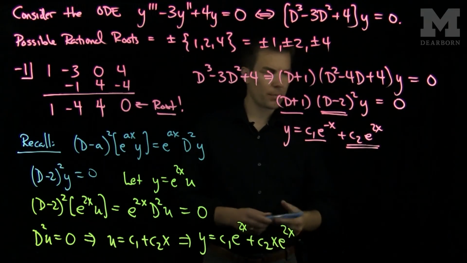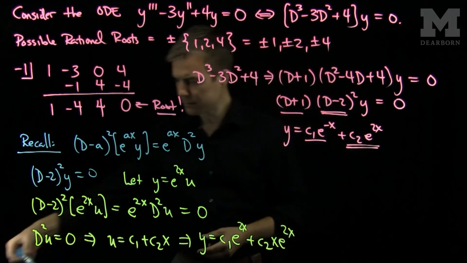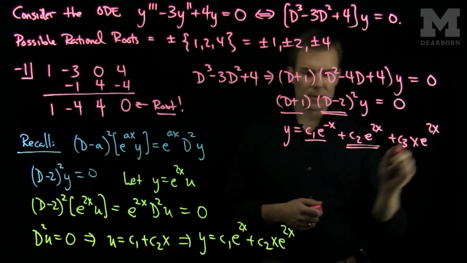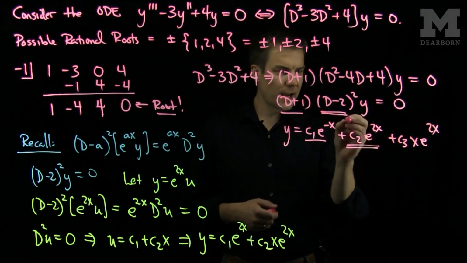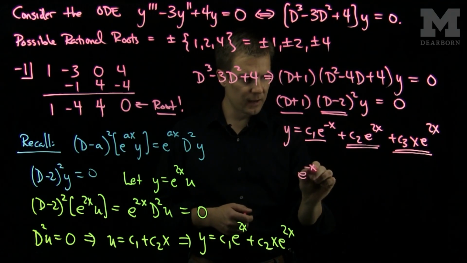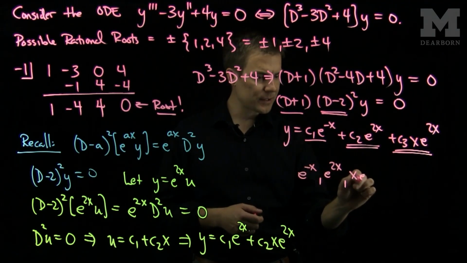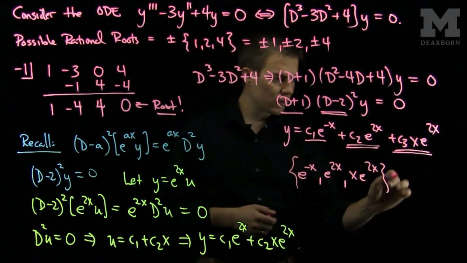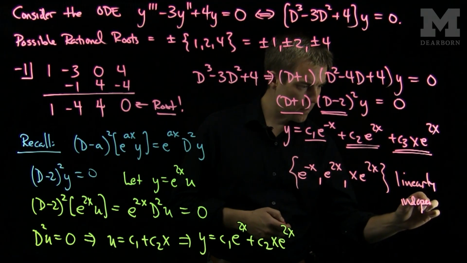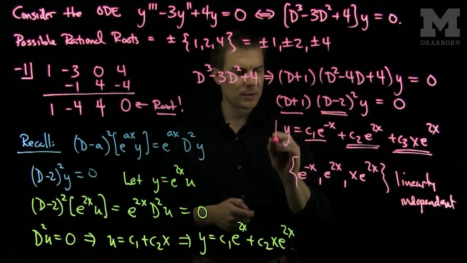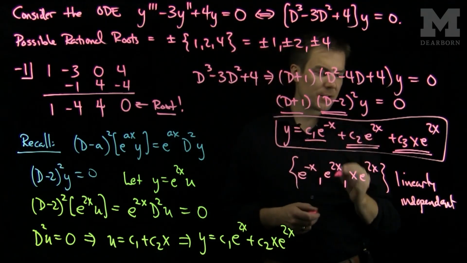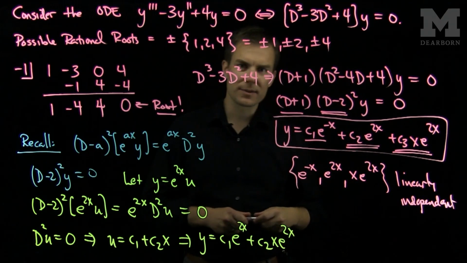Now we can go back to our problem and realize the second solution will be of the form c3 x e to the 2x. So this second term over here contributes 2 solutions, and we have 3 linearly independent solutions. We know that e to the negative x, e to the 2x, and x e to the 2x are linearly independent. And that tells me that my solution has the form c1 e to the negative x plus c2 e to the 2x plus c3 x e to the 2x. Thank you very much.